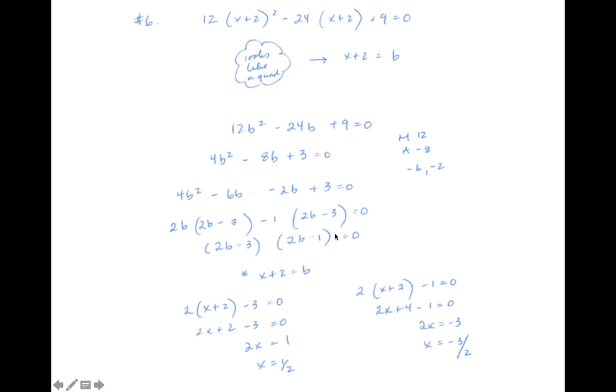Now, what I need to realize is this could be a 0, this could be a 0, but what I need to remember is what I said back here, that b is really x plus 2. So I'm going to use this one and make it equal to 0, but I put in x plus 2 instead of the b. See that? And then this one, I put in that it's x plus 2, and then I solve for x.